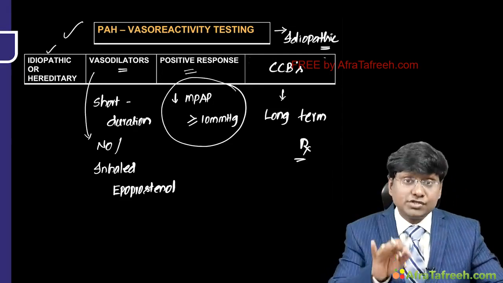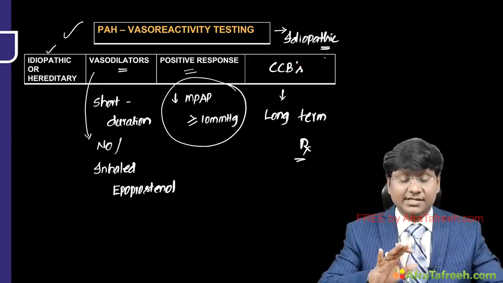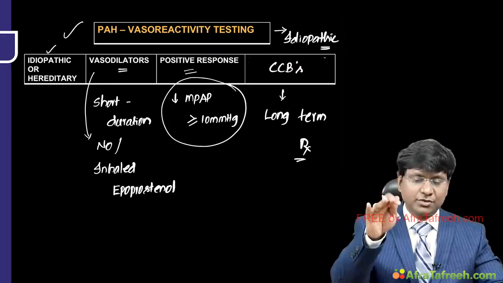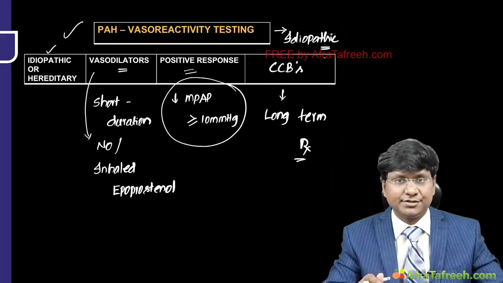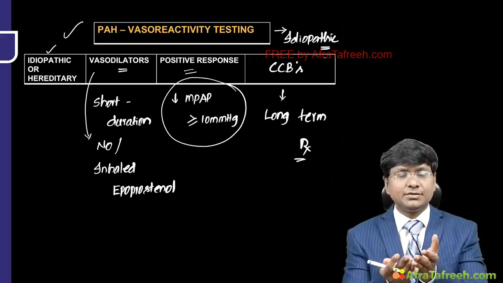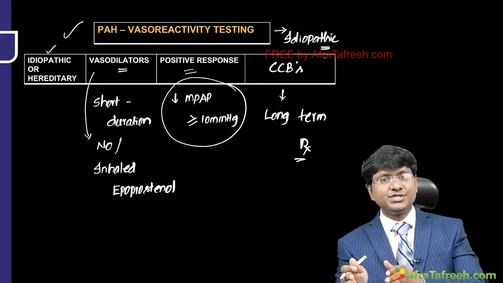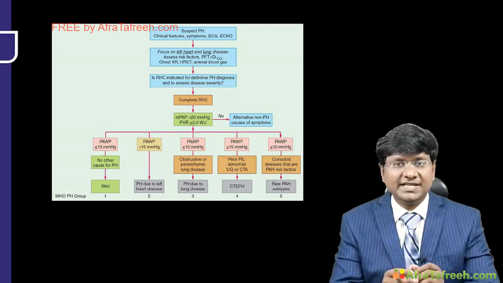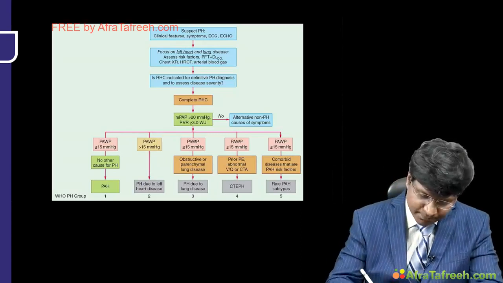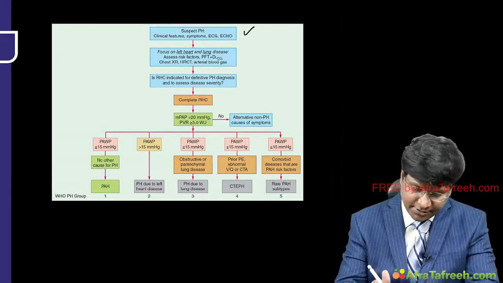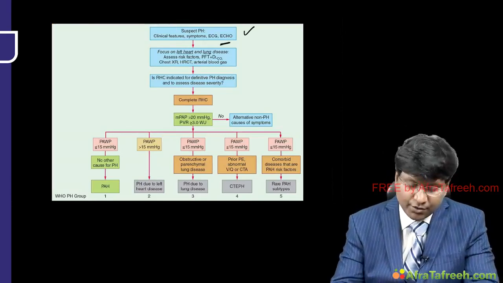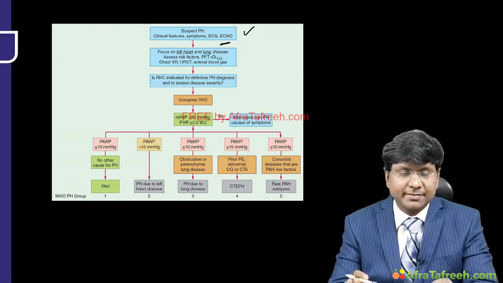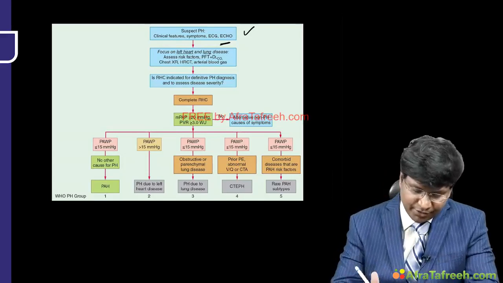And in those individuals with negative vasoreactivity testing, we need to give the drugs which will reduce the pulmonary arterial pressure. So to summarize the groups and classifications we have discussed until now, I'll show you a table. First and foremost, you have suspected pulmonary hypertension based on clinical features, then you do first line investigations: ECG and 2D echo.